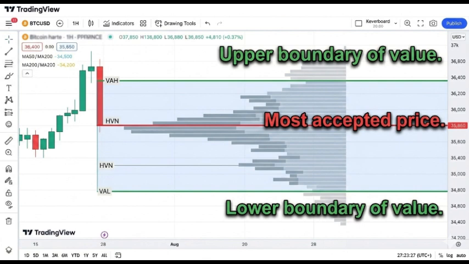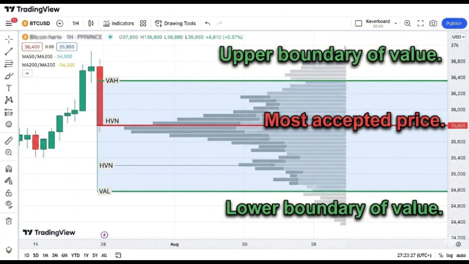First, the POC. POC means point of control. It is the price level where the most volume traded during the selected period. In simple language, it is the market's most accepted price. You can think of it as the center of gravity. When price comes back to the POC, it often reacts because that is where the market spent the most energy.